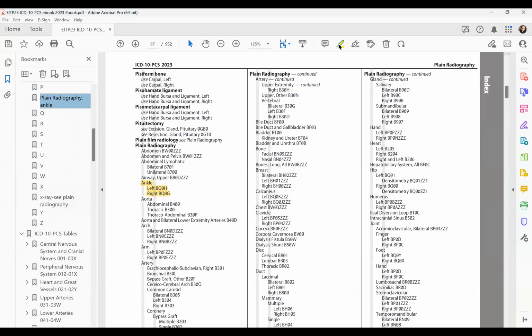And here it is. Plain radiography. Everything's in alpha order. And then here we have, so BQ0G are the first 4 characters for the X-ray of the ankle. The rest of it is actually fairly straightforward.